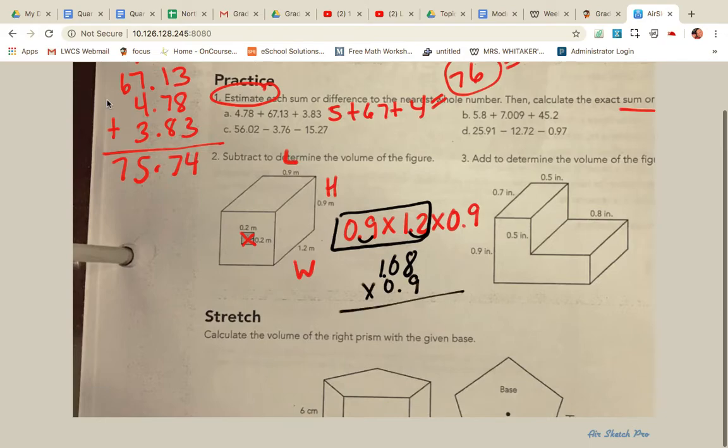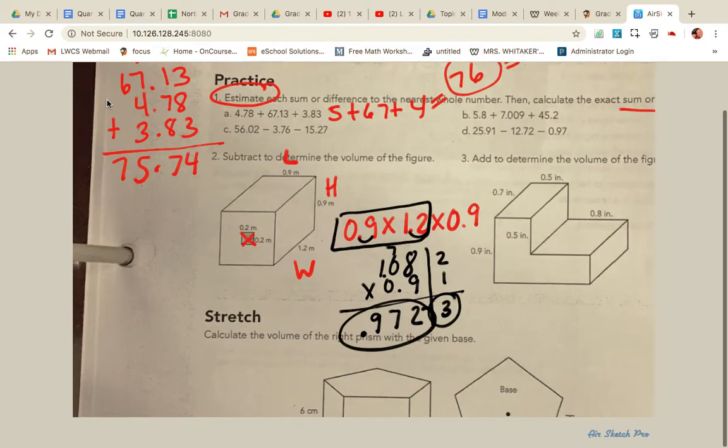0.9. I can take my decimals out here. I took it out 2, 1 for a total of 3. Now I work out my problem. 9 times 8 is 72. Regroup my 7. 9 times 0 is 0, plus 7 is 7, and then 9 times 1 is 9. Bring my decimal back over 3 places, and this is my answer, not the final answer, it's the volume for the whole entire 3-dimensional shape.